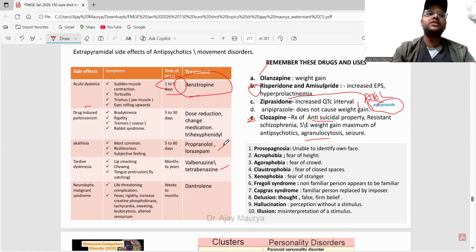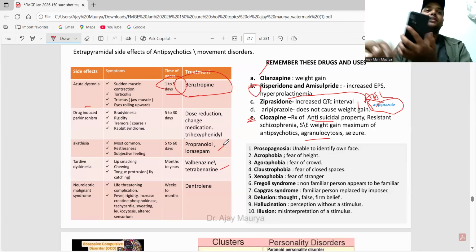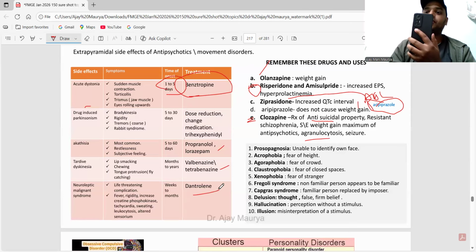Next one is neuroleptic malignant syndrome. Here the patient might present with fever, rigidity, leukocytosis, and that kind of combination. You have to give dantrolene. Dantrolene is the drug of choice here.